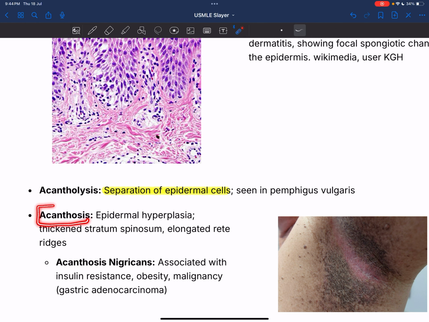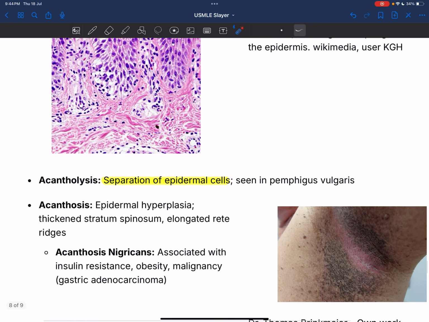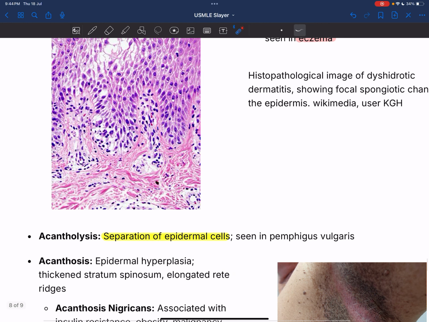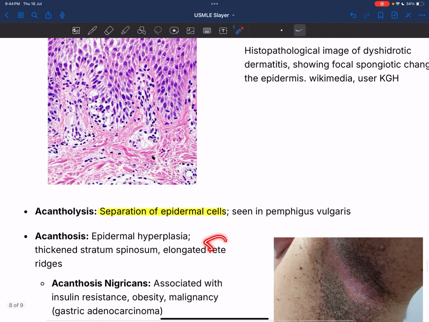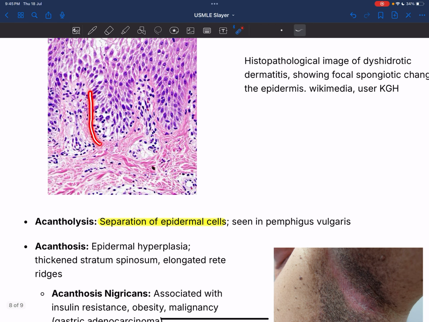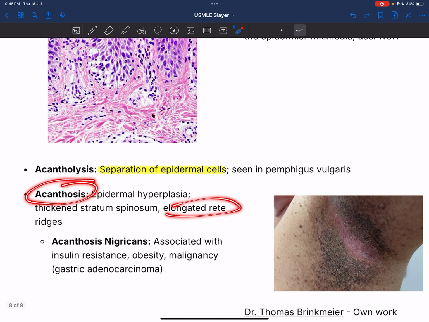Lastly, we have acanthosis. Acanthosis, as I already told you, is epidermal hyperplasia with thickened stratum spinosum and elongated rete ridges. You can Google elongated rete ridges, but you can find it right here. These are called rete ridges, all right? And these are elongated in acanthosis. Please open pictures from Google, and you're going to find a lot of pictures explaining the elongated rete ridges. And as I already told you, basically, the spinosum has two diseases.